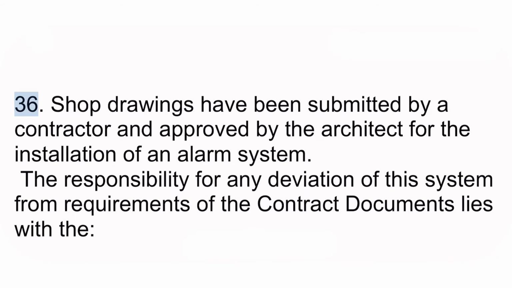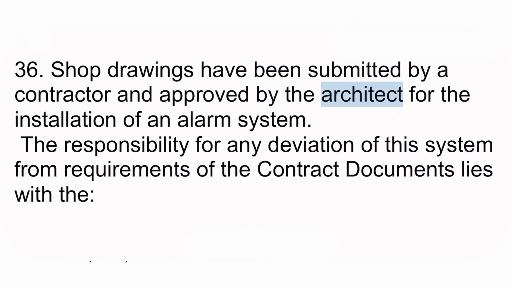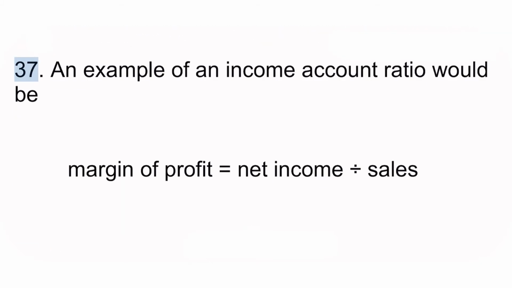36. Shop drawings have been submitted by a contractor and approved by the architect for the installation of an alarm system. The responsibility for any deviation of this system from requirements of the contract documents lies with the contractor. 37. An example of an income account ratio would be margin of profit equals net income divided by sales.